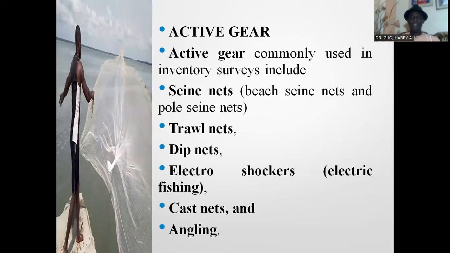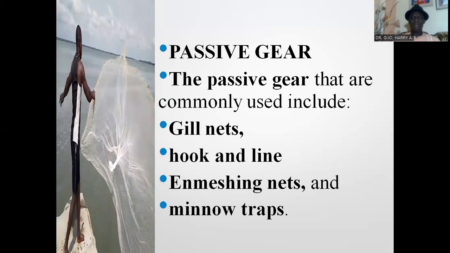The active gear commonly used in inventory surveys include the seine nets, such as the beach seine nets and the pole seine nets. Then the trawl nets are also used, the dip nets, the electro-stalkers or electrofishing, cast nets, and angling are all various active gear types. While the passive gears include the gill nets, the hook and line, the fyke nets, and the minnow traps.